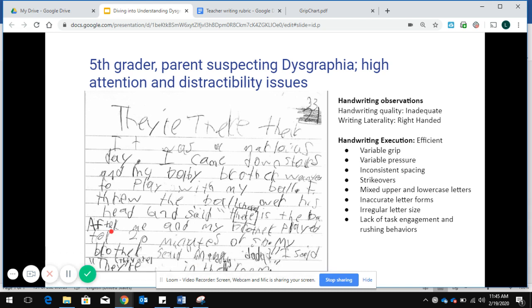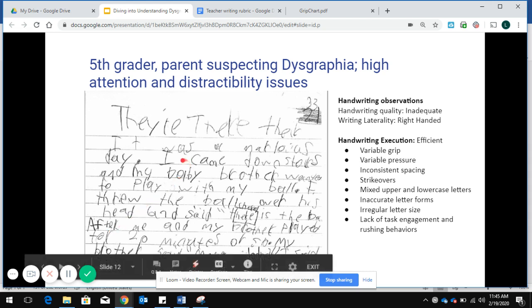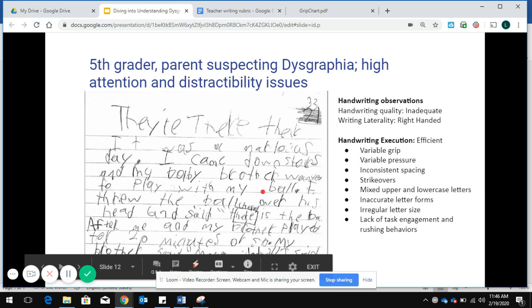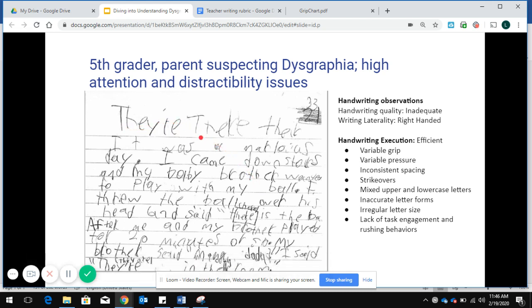The spacing was definitely inconsistent. We saw that over here. And then look how in here, there is less spacing over there. He had some strikeovers, mixture of upper and lowercase letters. The letter forms were inaccurate. Irregular letter size, and here look at this and look at this T over here. So we're seeing some inconsistencies with the letter size and letter formation.